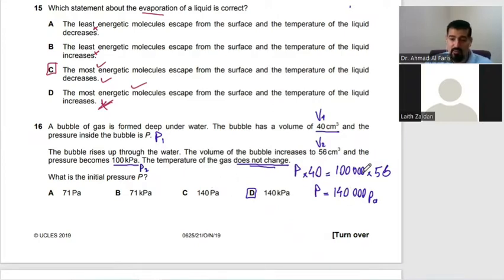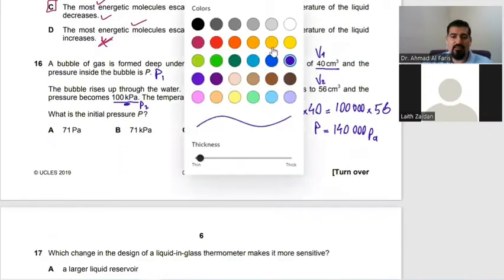Yeah. We have to be careful. We have kilopascal here, there's kilo. We have to add another 3 zeros. If you didn't add the 3 zeros, the answer would be 140 kilopascal. You have to be careful, okay? Good. Okay, next.